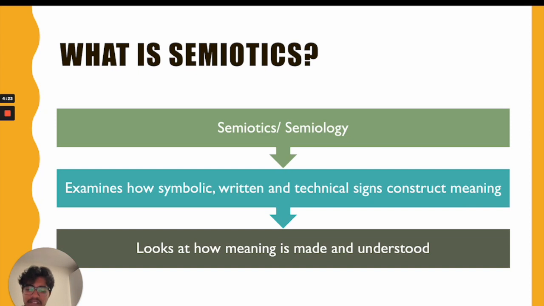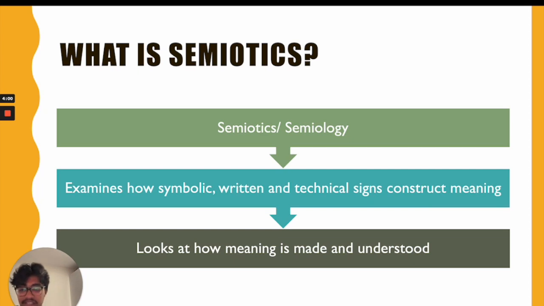Semiotics seeks to understand how meaning is created and conveyed through signs and symbols, which can include anything from words and gestures to images and sounds. It explores how these signs and symbols are used in different contexts and cultures, and how they can be interpreted in multiple ways by different people.